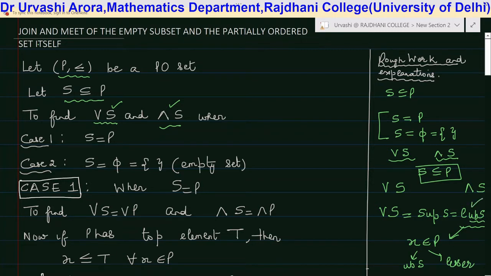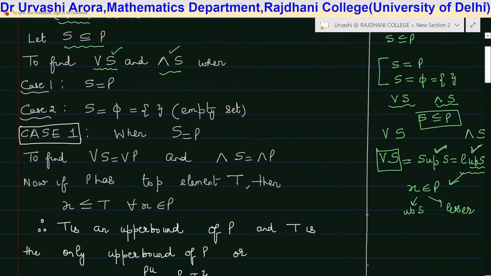So whenever the least upper bound of S exists or the supremum of S exists, supremum is another name for the least upper bound, we say that the join of S exists or V of S exists. So that was the definition of join of S.